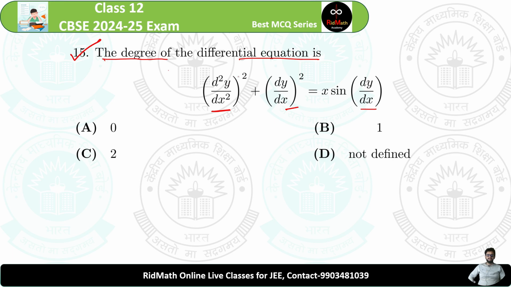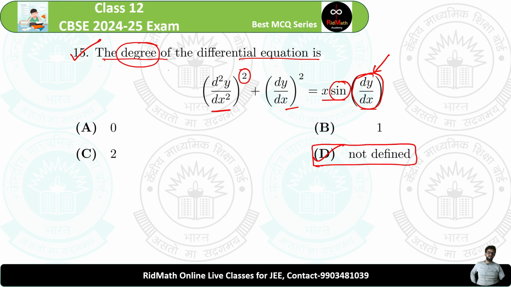But the power of the second order derivative is 2, so you can think that the degree of this differential equation is 2, but there is a catch, because here dy by dx is in the argument of sin. That means this is the argument of a sine function, so this is not a polynomial function of the differential coefficients. That's why the degree of this differential equation is not defined. So option D is correct, this is not defined.